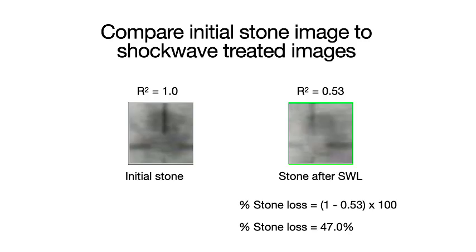The left image shows the initial stone, while the right image shows the stone after shockwave application. The R-squared value of the initial stone against itself is 1.0. The R-squared value of the initial stone compared to the right image is 0.53, meaning 53% of the initial stone is explained. The percentage of stone loss is computed as 1 minus the fraction of the initial stone explained. In this example, the percentage of stone loss is 47%. Got it? Right, so approximately 47% of the stone has been fragmented by shockwaves.